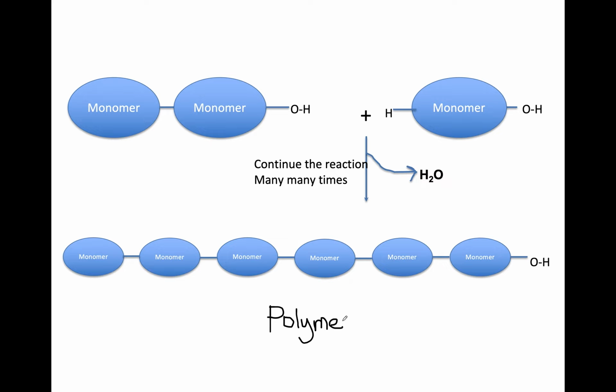So synthesis of protein, nucleic acid, carbohydrates, they are all done by putting together individual units, individual molecules, the monomers, removing one hydroxyl from one and a hydrogen from another monomer, removing the water, and then making a long molecule.